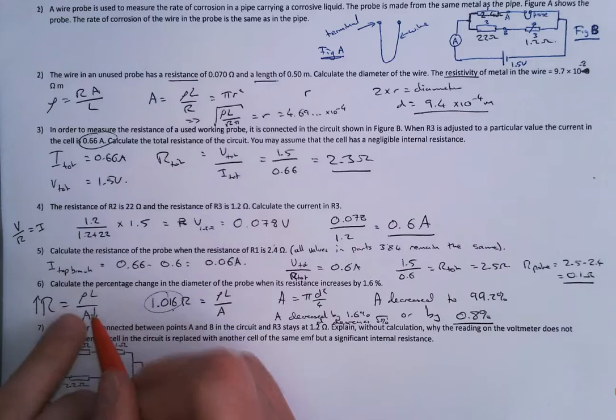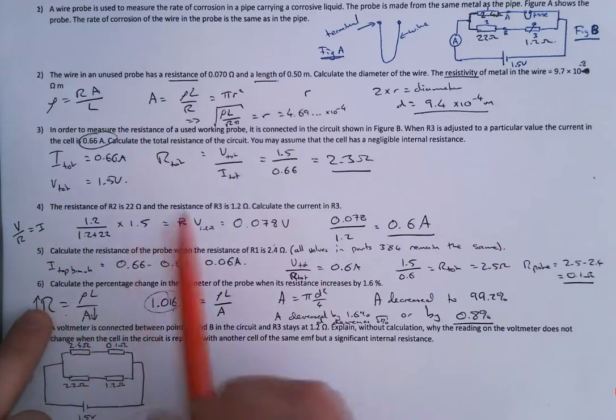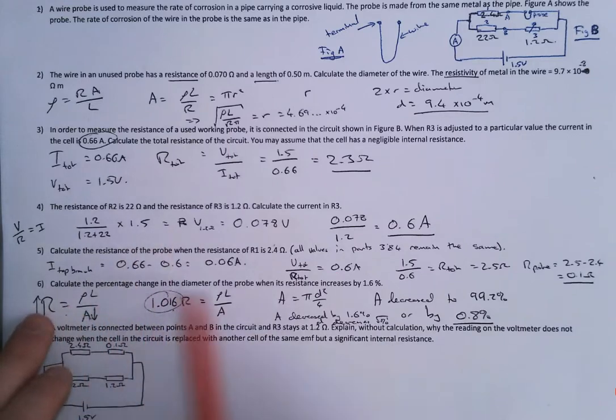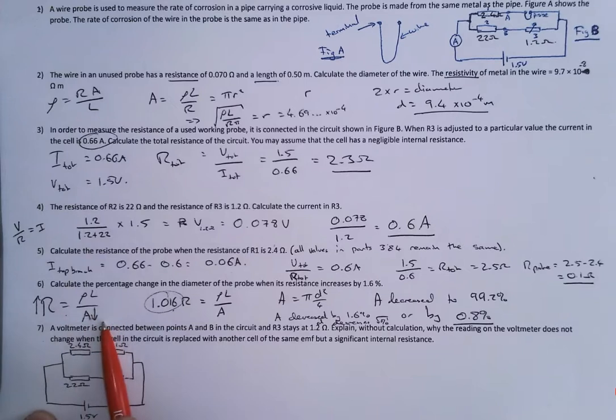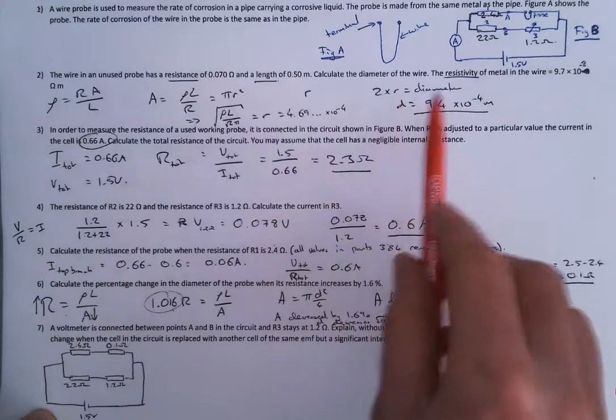You know what the resistance is, we've been told, and then you could just literally calculate the new value of the resistance, and then rearrange for the diameter just like you've done here.